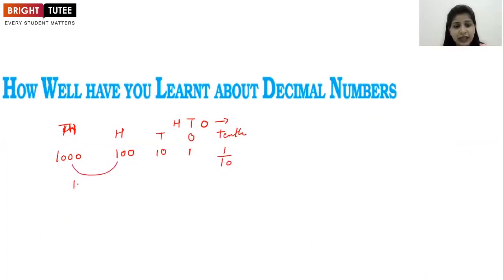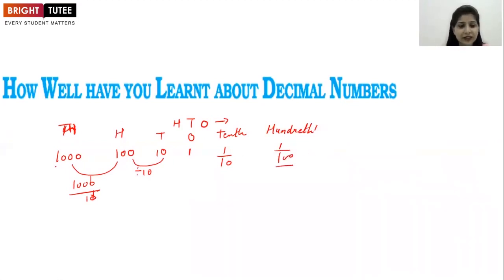What is actually happening when you go from here to here? Do you see 1000 is divided by 10? We get 100. Now again 100 divided by 10, we get 10. 10 divided by 10 is 1. Then 1 will be divided by 10, then 1 upon 10. Then the hundredths place will be 1 upon 100 and so on. So this is what we have learned.